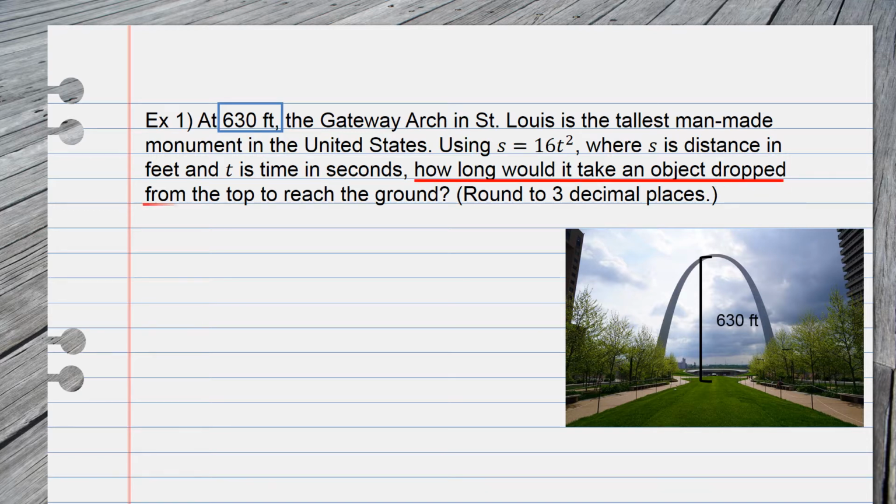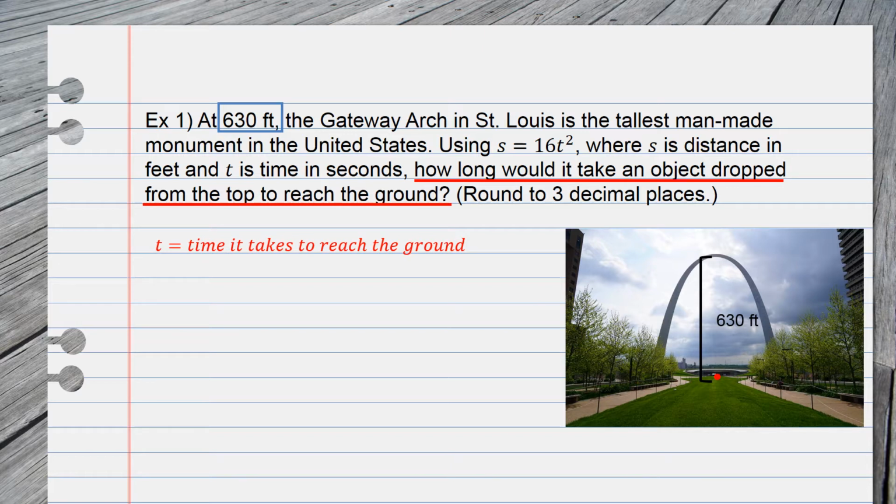Now, it says how long would it take an object dropped from the top to reach the ground? So let's better understand this. Imagine an object at the top of the Gateway Arch. We're trying to find out how long it will take for that object to fall and hit the ground. So what are we trying to find? We're trying to find the time it takes to reach the ground. So for time, I'm going to represent it with the letter t.